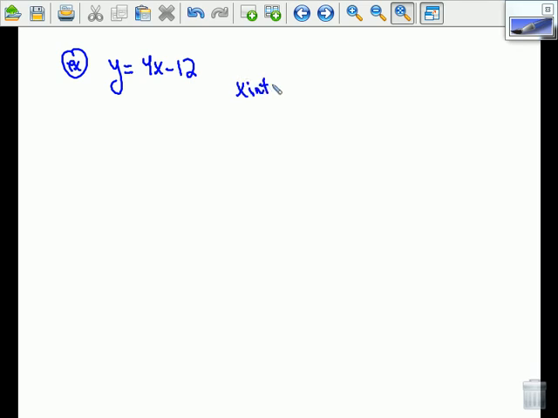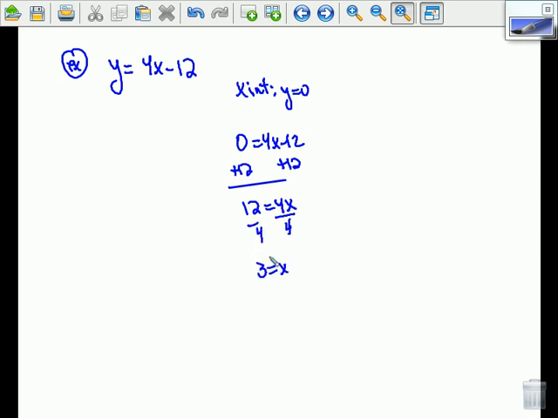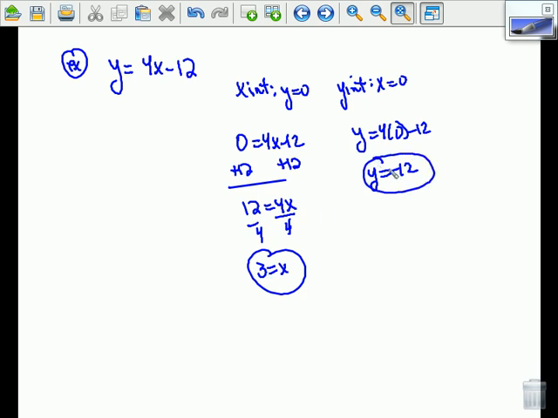So the x-intercept, we'll set y to 0. So I get 0 equals 4x minus 12, and now I have to solve a two-step equation. So I will add 12 to both sides. 12 equals 4x, divide by 4, and my x-intercept is 3. And to find my y-intercept, I set x to 0. So I have y equals 4 times 0 minus 12, or simply y equals negative 12. So I did want to show you an example where it was also in function form.